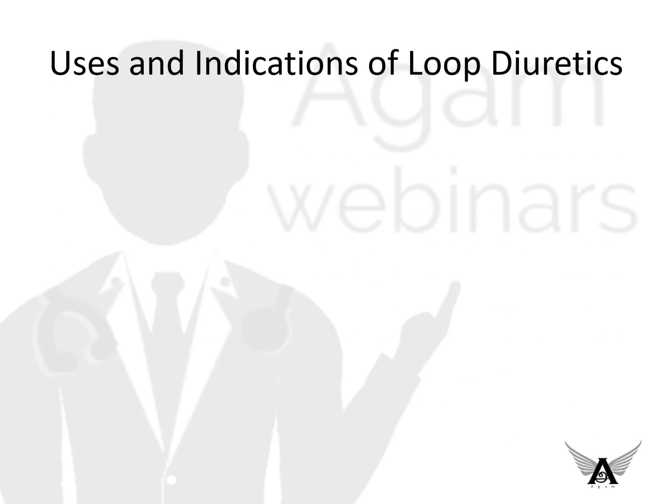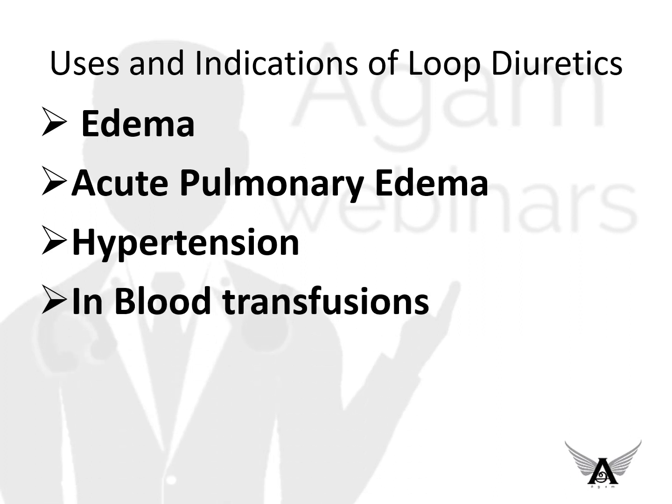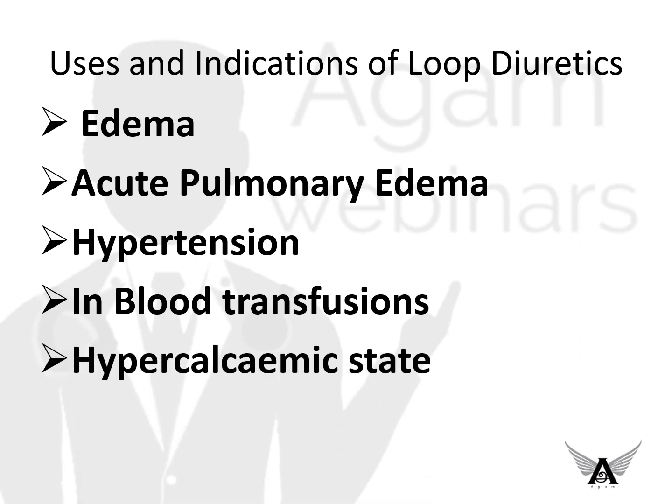Now we'll see the uses and indications of loop diuretics. These drugs are used in edema, irrespective of the etiology, may it be cardiac, hepatic or renal. They are highly preferred in congestive heart failure and chronic renal failure. Also in acute pulmonary edema, where acute left ventricular failure is seen following myocardial infarction. In hypertension, that is hypertensive emergencies, renal insufficiency and congestive heart failure. During blood transfusions to prevent volume overload. And lastly, during hypercalcemic states.